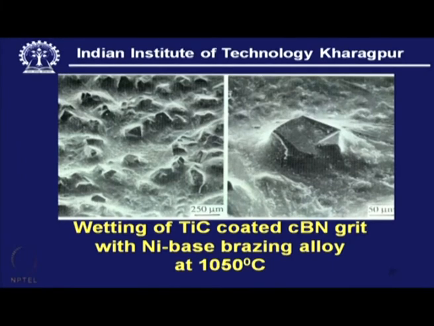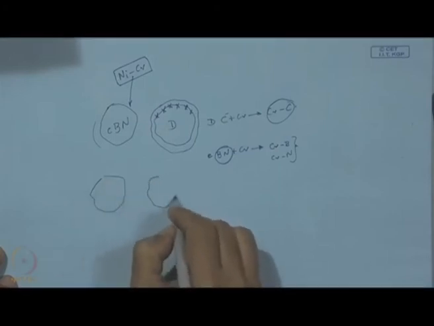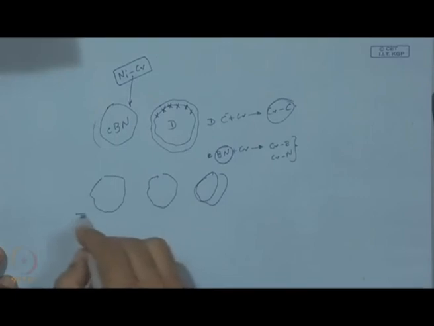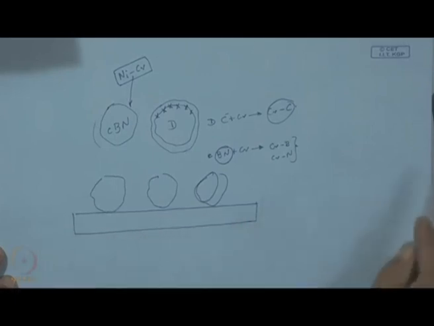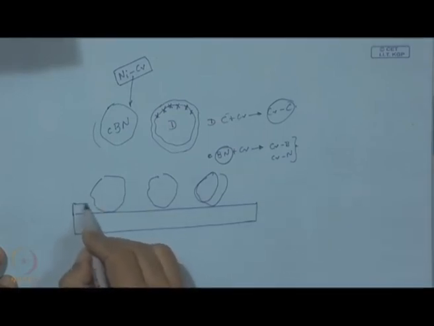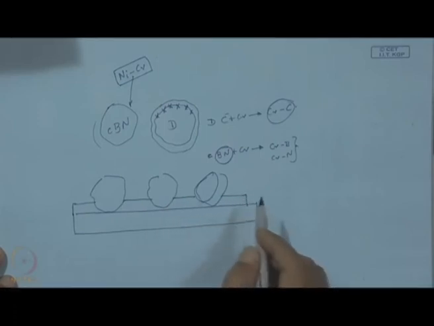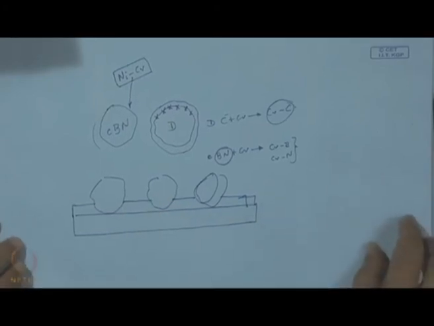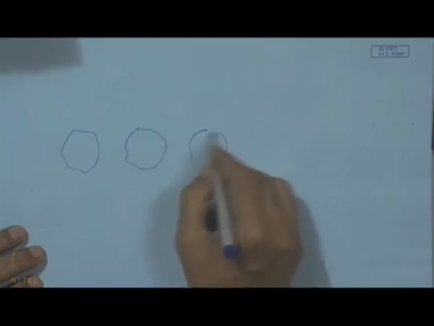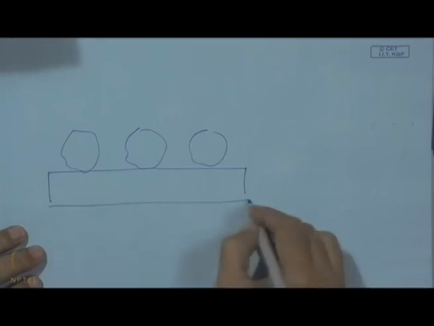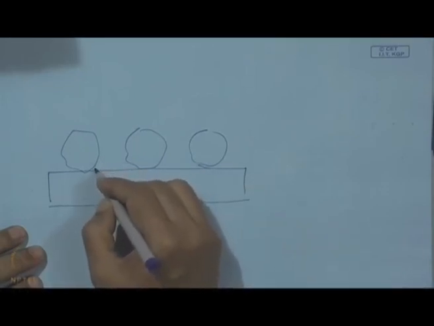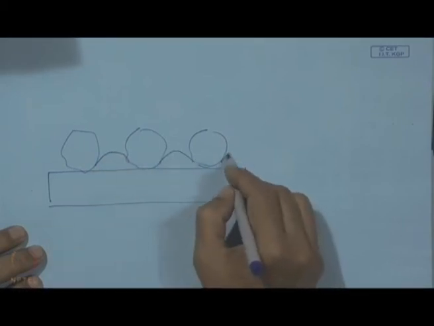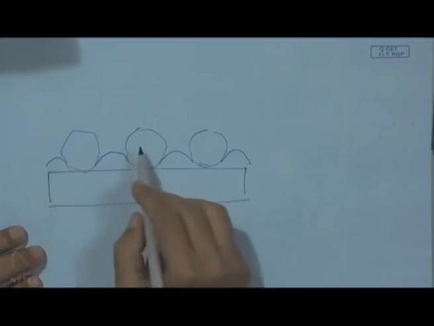As we have mentioned, when we put this CBN grain on a substrate, and here we have this liquid metal, this nickel chromium base alloy, which was melted, when it is uncoated, it did not wet the surface. So, what actually happened is that after melting, if these are the CBN grains, and this is a substrate on which these grits are resting, after melting we have a non-wetting profile of this nickel chromium alloy. That means it did not wet the CBN.